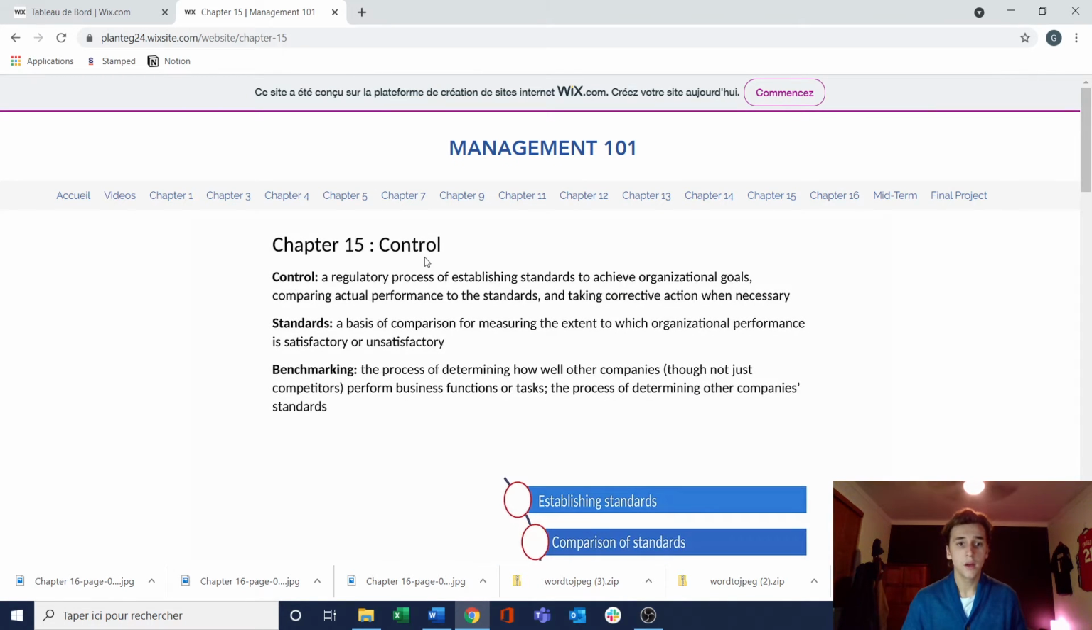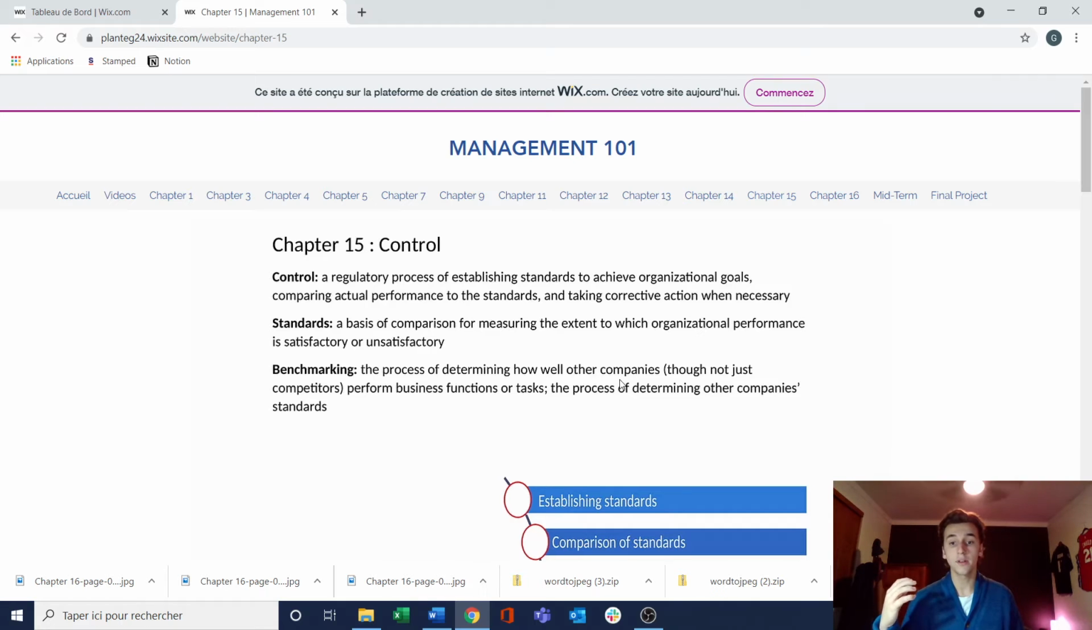So for chapter 15, we're talking about control. Control is a regulatory process of establishing standards to achieve organizational goals, comparing actual performance to the standards, and taking corrective action when necessary. Standards are a basis of comparison for measuring the extent to which organizational performance is satisfactory or unsatisfactory. And then there's benchmarking, which is the process of determining how well other companies, though not just competitors, perform business functions or tasks. The process of determining other company standards. So the control is just how well you can control your business.